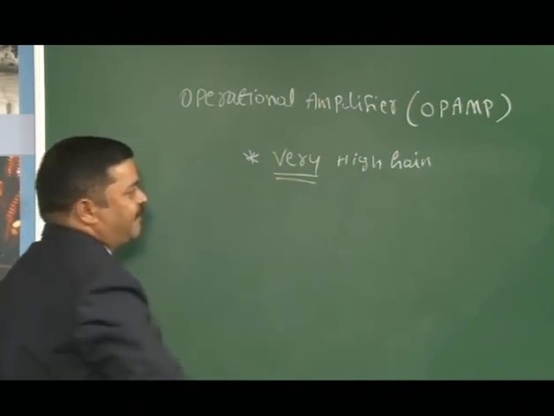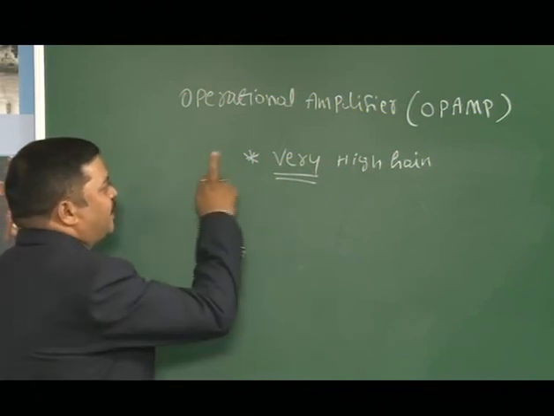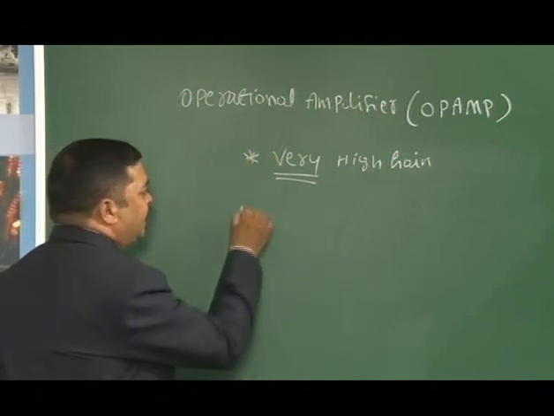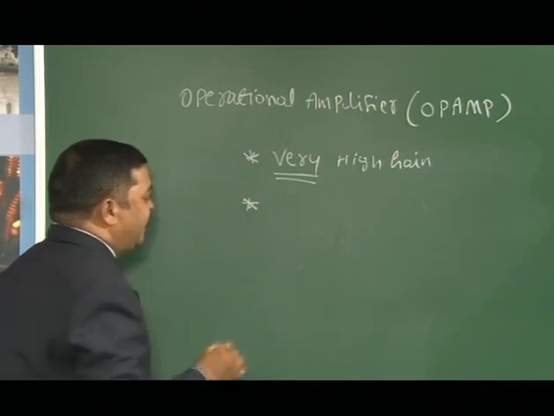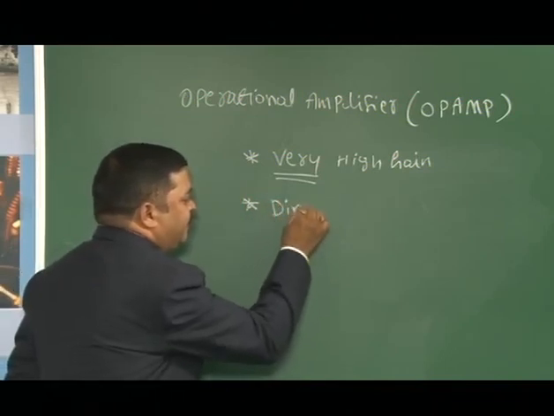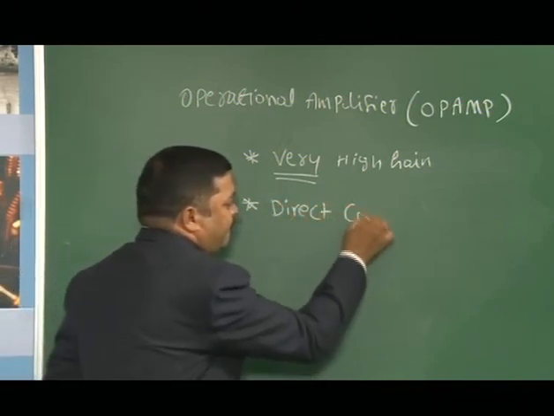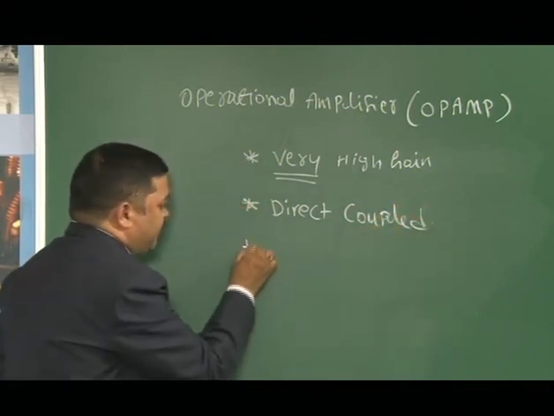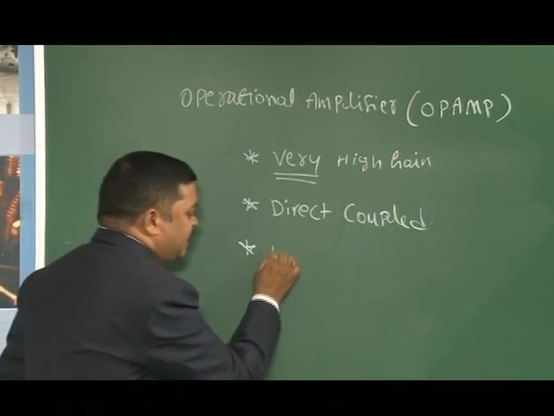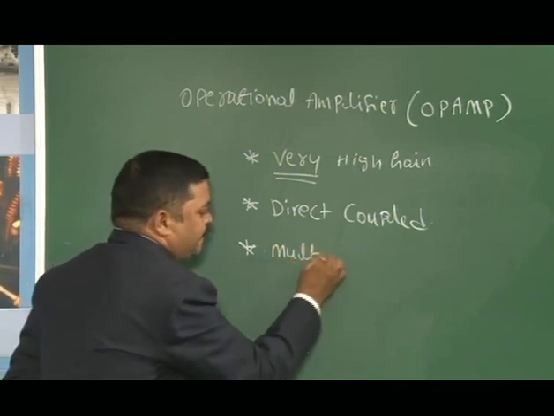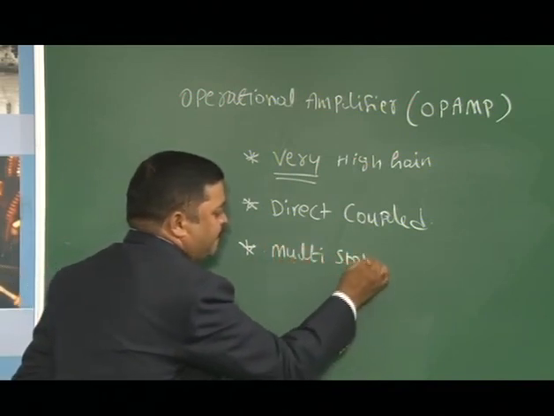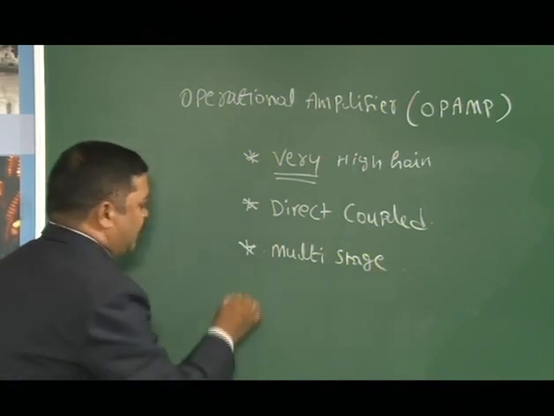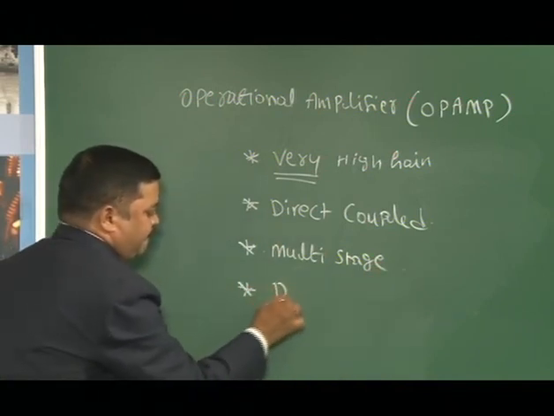All of you please define it in this manner only. An operational amplifier has a very high gain. Second point, direct coupled. We will see what is direct coupled. Next, the third point is a multi-stage differential amplifier.